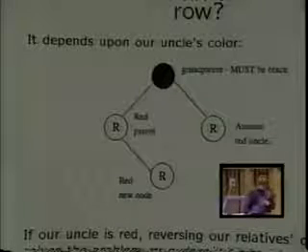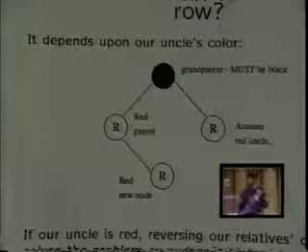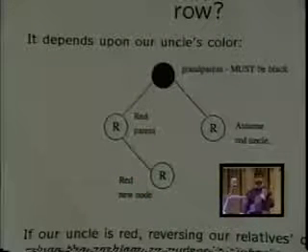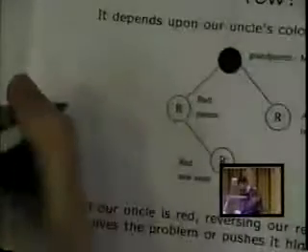Yeah, question. What if there isn't a grandparent? That means that this guy's the root. If it's the root node, suppose we have a tree. Actually, I'll probably go through that case a little later, but since we're interested in that, suppose we have a root node, red. What would happen if we changed that node to black?